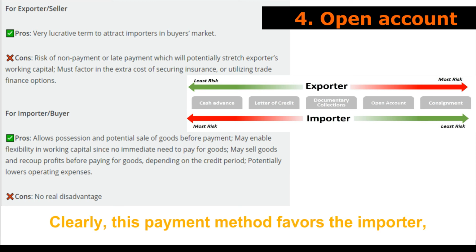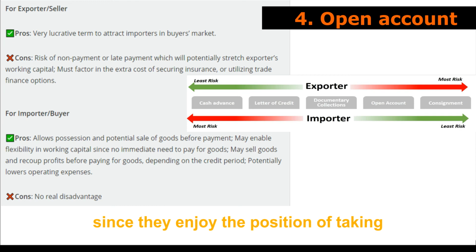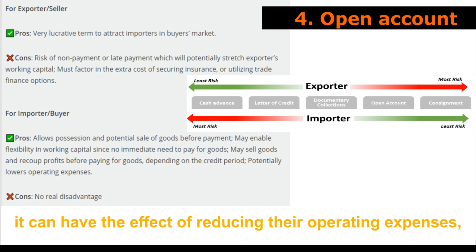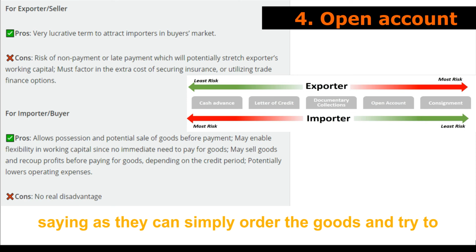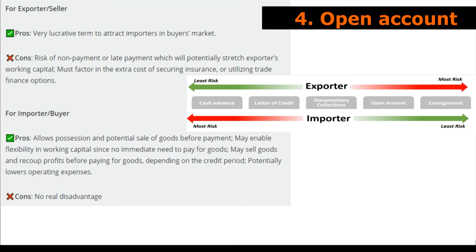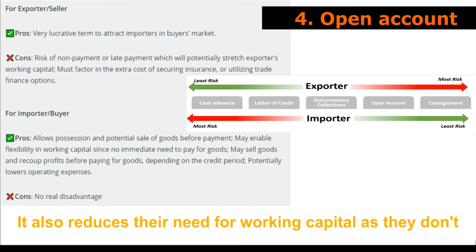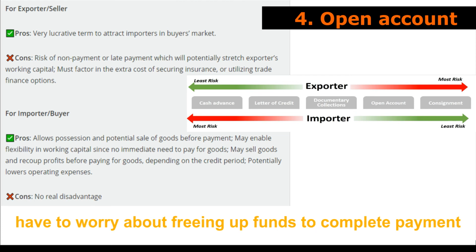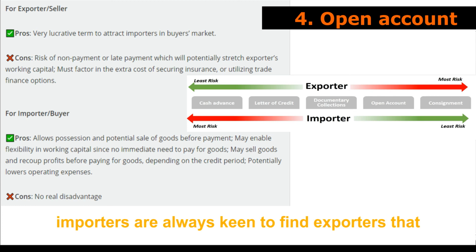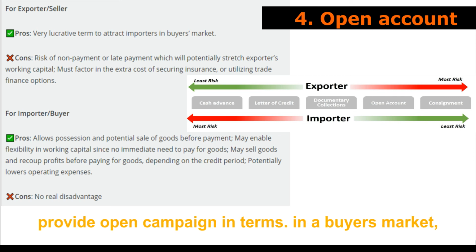Clearly, this payment method favors the importer, since they enjoy the position of taking delivery of the goods without making payment. It can have the effect of reducing their operating expenses, seeing as they can simply order the goods and try to sell completely before they have to pay the exporter. It also reduces their need for working capital, as they don't have to worry about freeing up funds to complete payment before taking delivery of the goods. Due to these advantages, importers are always keen to find exporters that provide open account payment terms.